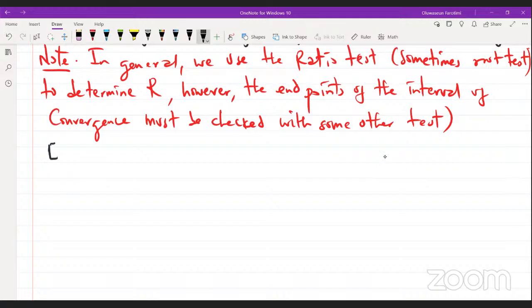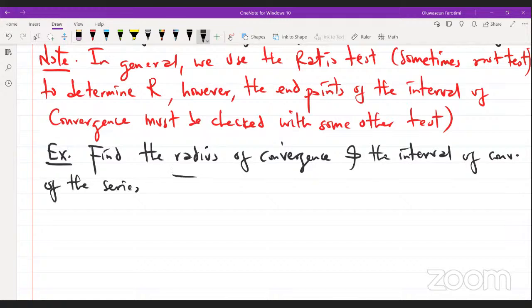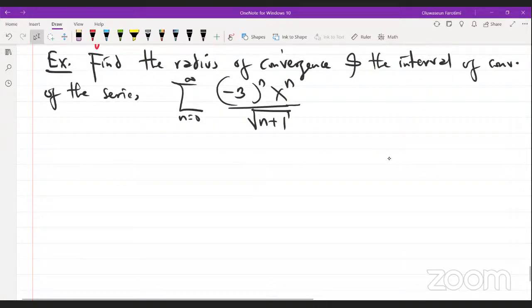Okay, so example. Find the radius of convergence and the interval of convergence of the series -3 to the power of n, x to the power of n divided by square root of n plus 1. Interesting problem. This is a power series actually, okay, because we're still talking about it. Solution.